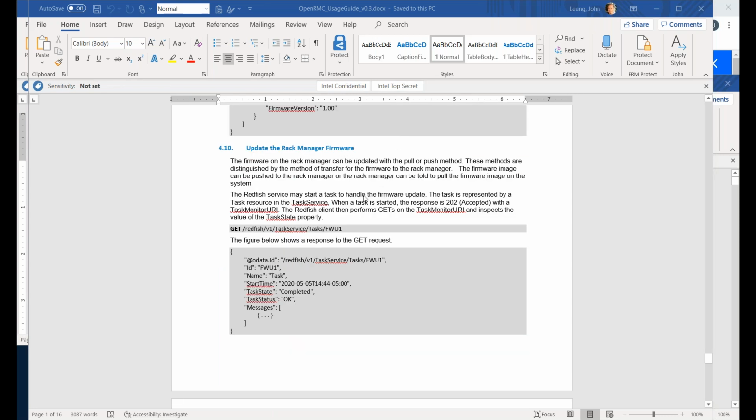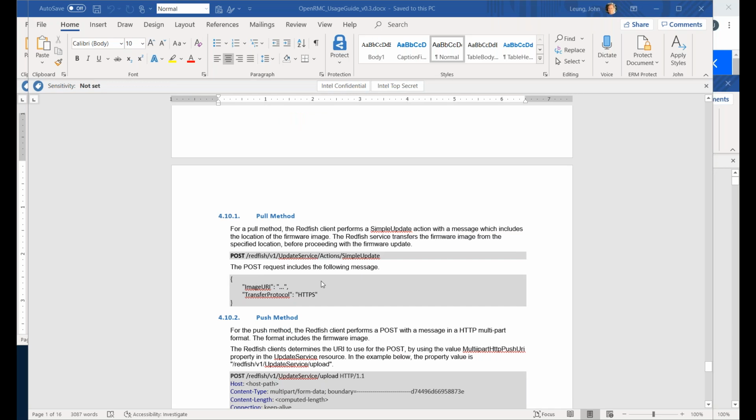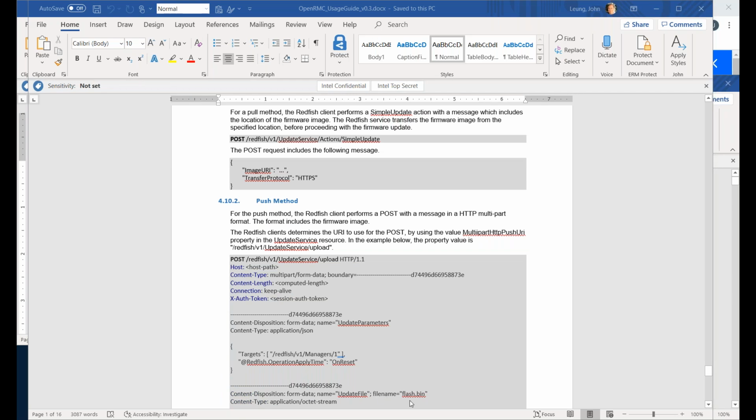And how a firmware update is done is that you submit a task, right? But that task can be either a POST to simple update, which makes it a pull method, which means the firmware image resides somewhere on the network, and you're asking the Redfish service, or the rack manager, to pull it. Or it's a push mechanism in which you include the firmware image as part of the POST in a multi-part, right? It's the second part of this thing. And so in your request, you've given the rack manager everything it needs in order to update its firmware.